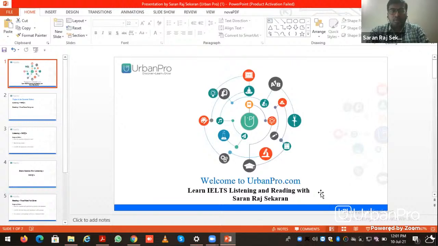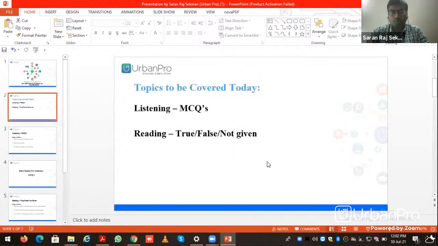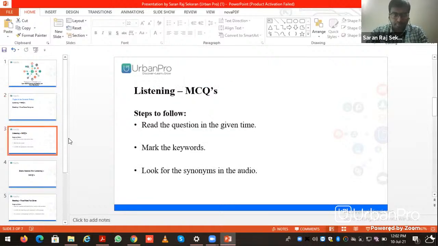In today's session, we'll be looking at some listening and reading questions, the most difficult ones. In listening, we'll see how to solve the MCQs, and with reading, True, False, Not Given questions and also Yes, No, Not Given questions. Maybe if I get time after this, I may provide feedback for some students regarding writing. So let's start with listening now.